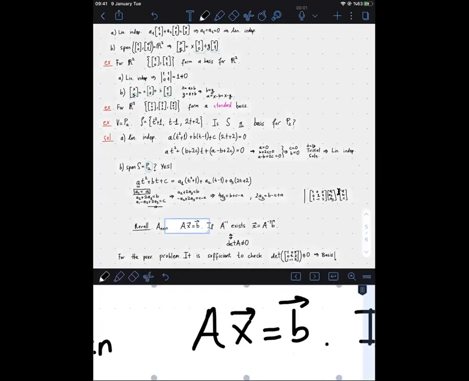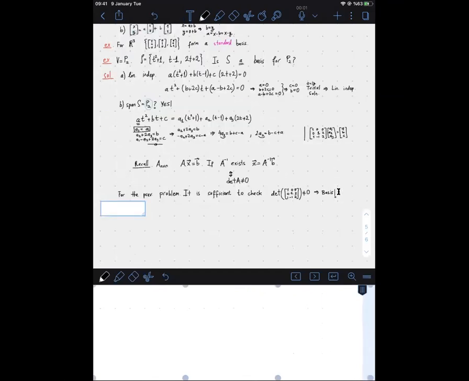Usually the problem will not be to check whether a given set of vectors is a basis, but actually to find a basis for the given subspace. That's the real problem. We want to express a complicated vector space by these basis vectors.